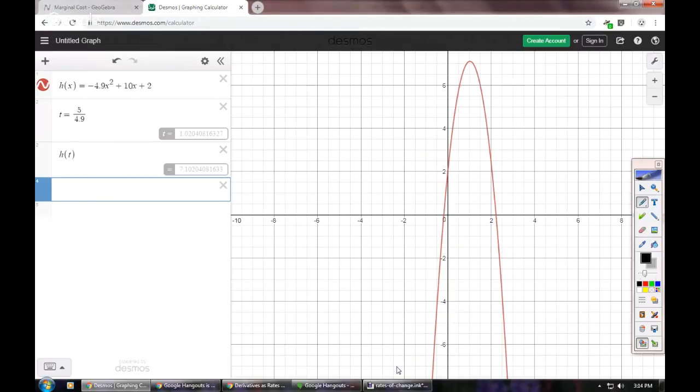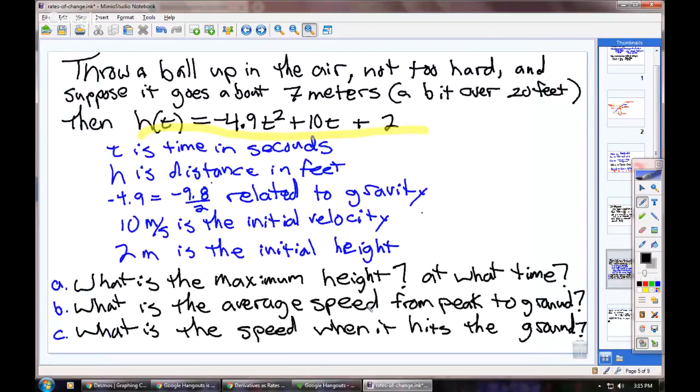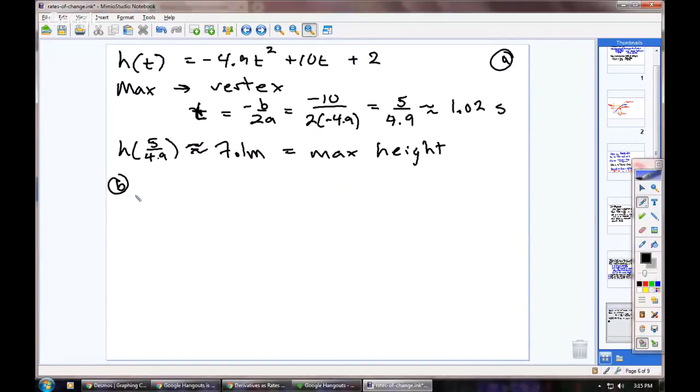So I found that the maximum height is approximately 7.1 meters. And the time that it happens is about 1.02 seconds. All right, so that's the answer to part A. For part B, I want to know what is the average speed from the peak to the ground. So I'm assuming that's the second part of the journey.